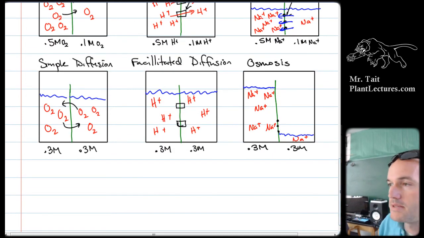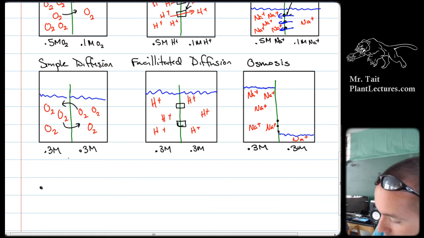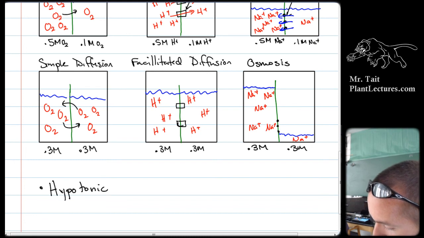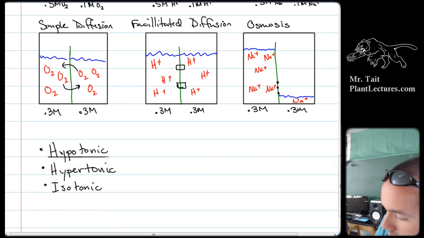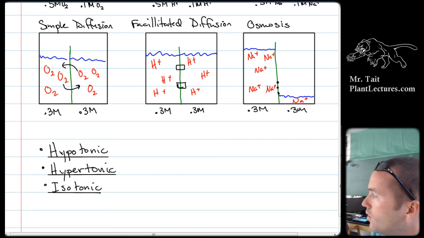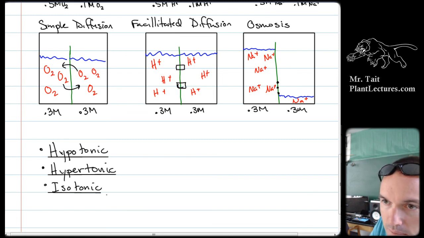All right, so 3 terms now. We're going to use 3 terms to describe things like this. One of the terms is hypotonic. One of the terms is hypertonic. And one of the terms is isotonic. Okay? Another way of saying concentration is to say the tonicity of a solution, right? And so that's where this tonic thing comes from, is tonicity. It's talking about its concentration.